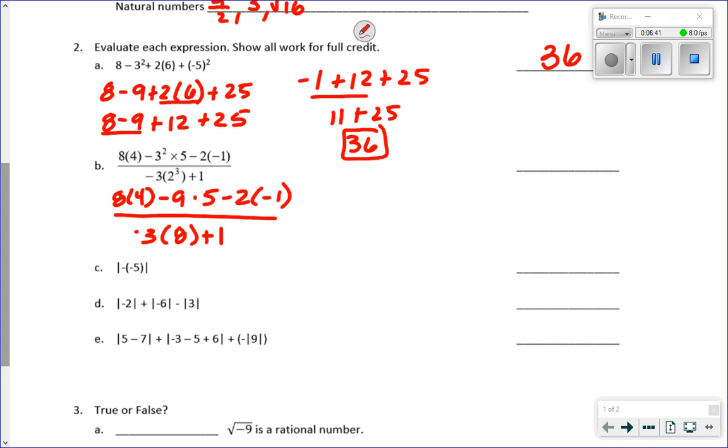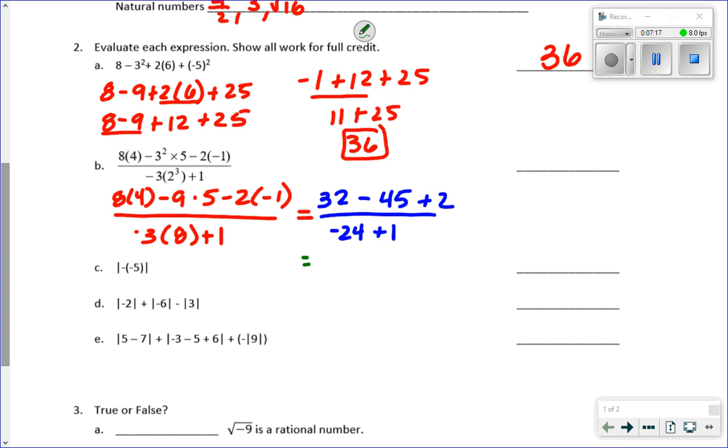And then plus 1. Okay, now we've got a lot of multiplication here, so I'm just going to go ahead and do it all in the same step. So 8 times 4 is 32. Minus 9 times 5 is 45. And negative 2 times negative 1 is positive 2. And then on the denominator, negative 3 times 8 is negative 24. And then plus 1. Okay, now I've got a bunch of subtraction and addition to do, so I'm going to simplify those.